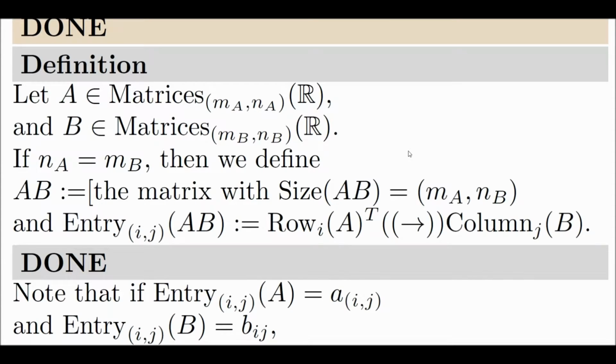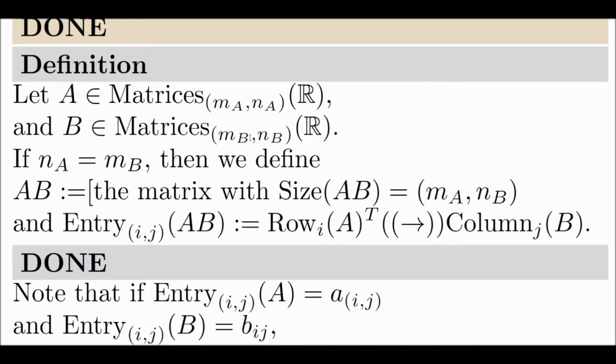Here's how we define multiplication of matrices. So let A be a matrix with the size MA by NA. So this is the number of rows of A, and this is the number of columns of A. Let's say B is a matrix that has this many rows and this many columns. If the number of columns of A is the same as the number of rows of B, then you could define A times B to be the matrix with this new size.